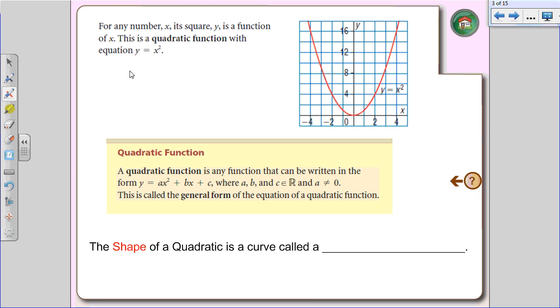This is a nice little note page. For any number x, its square. Y is a function of x. This is a quadratic function. That's just a lot of mumbo jumbo. All that really matters is you know that with x squared, you're getting a parabola. That's the important thing here. This is a quadratic equation graph. It's a parabola. The shape of the quadratic is a curve called a parabola. Parabola? I think it's an E. I don't know. Okay, that's a good little page for notes if you need to come back.